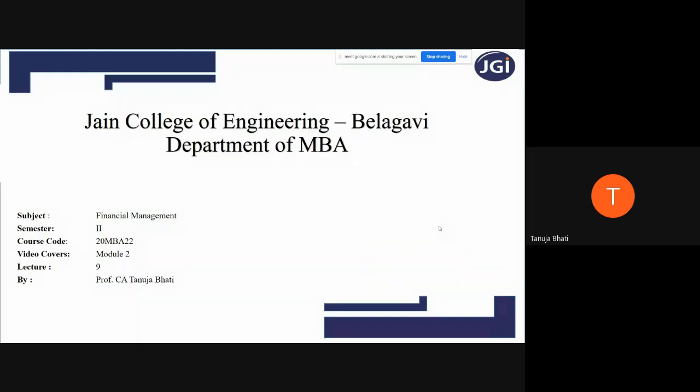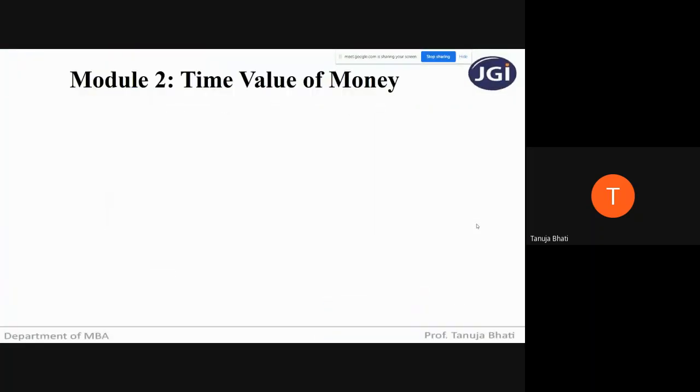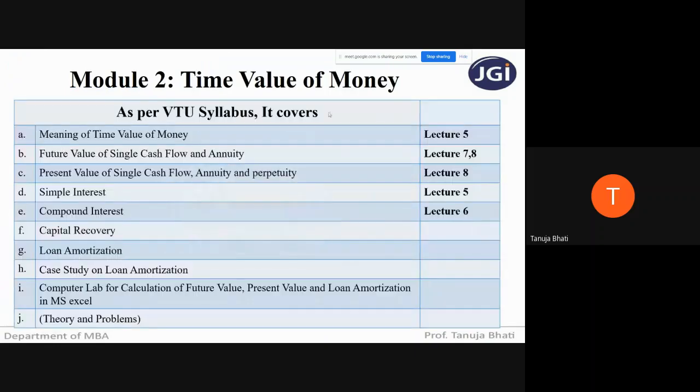Welcome to lecture number 9, where we will be continuing with module number 2 on the subject financial management. As we know, in module number 2 we have to see time value of money. We have already seen how to calculate the future value of a single cash flow and annuity, and how to calculate simple interest and compound interest. We were dealing with present value of a single cash flow, annuity and perpetuity in our previous lecture.